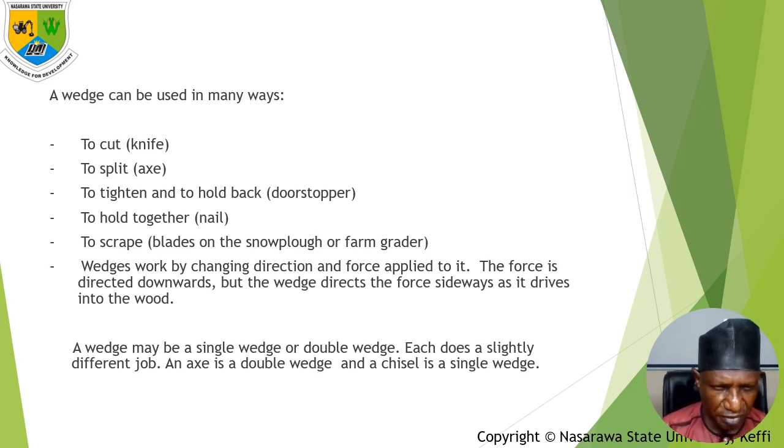And the wedge can be used in so many ways: to cut, as a knife, to split, to tighten, to hold back, as a door stopper, to hold together, as a nail, to scrape, as blades on the snow plow or farm grader. Wedges work by changing direction and force applied to it. The force is directed downwards, but the wedge directs the force sideways as it drives into the wood. A wedge may be a single wedge or a double wedge. Each does a slightly different job. An axe is a double wedge, and a chisel is a single wedge.